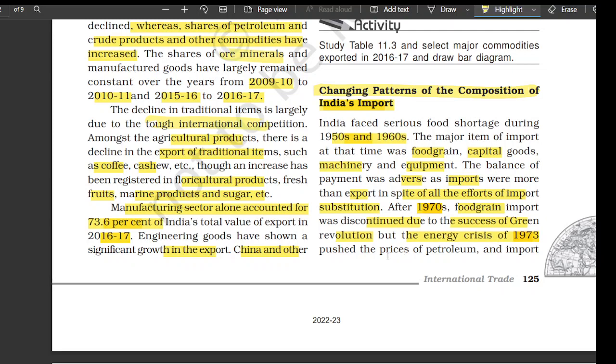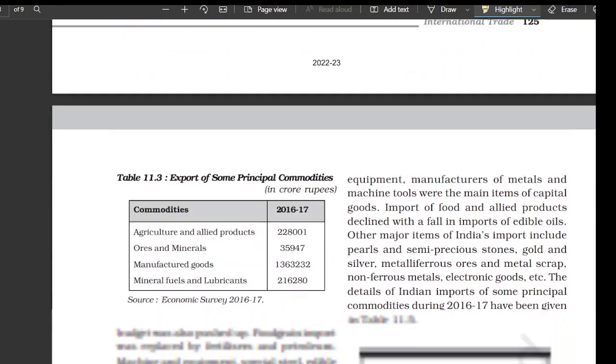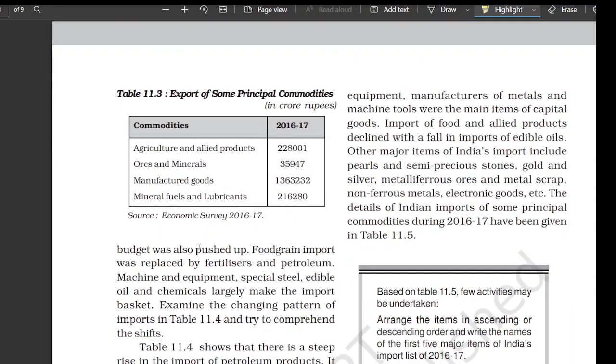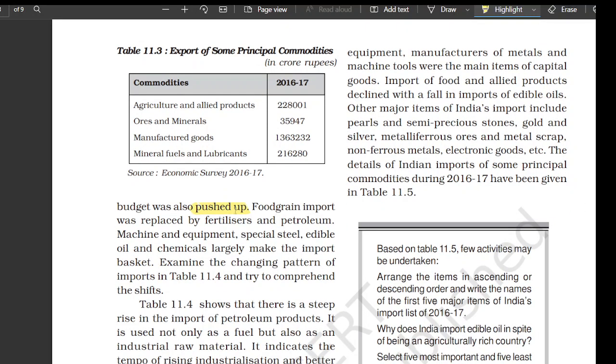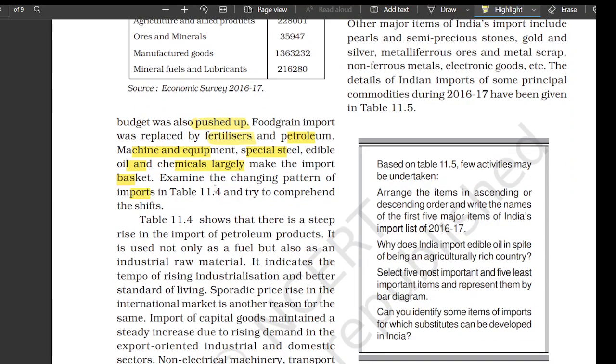1973 pushed the prices of petroleum and import budget was also pushed up. Food grain import was replaced by fertilizer and petroleum. Machine and equipment, special steel, edible oil, and chemicals largely make the import basket. Examine the changing pattern of imports in table 11.4 and try to comprehend the shifts.